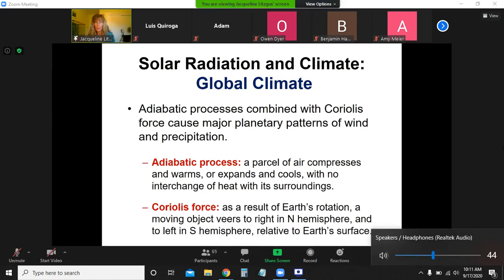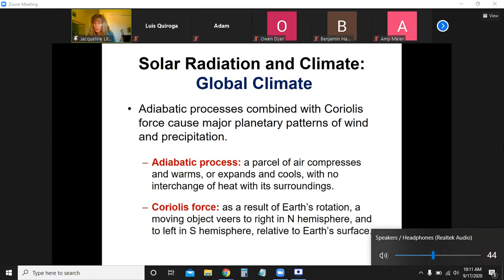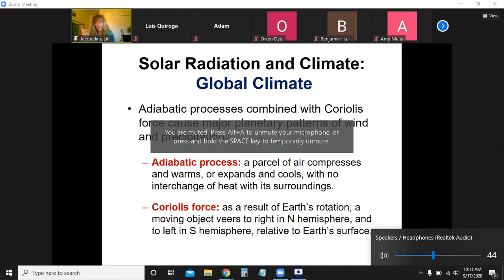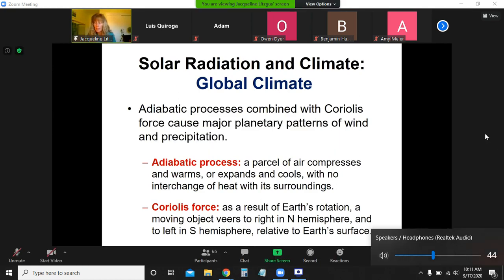Adiabatic processes, and we're going to talk about what those are, but that's about parcels of air moving. And those adiabatic processes are associated with rising and shrinking air masses. And then you combine that with the Coriolis force that's spinning. This is what causes the major planetary patterns of wind and precipitation.